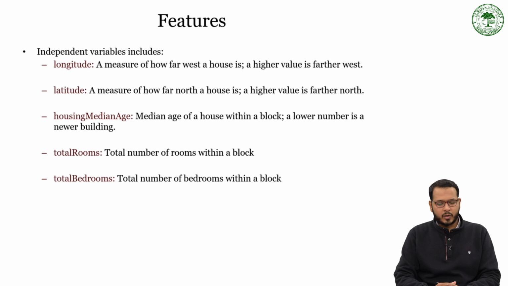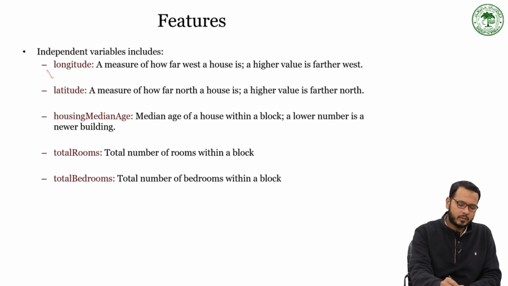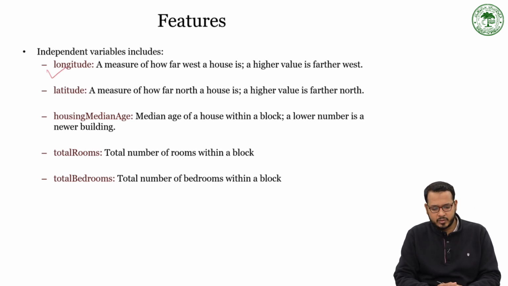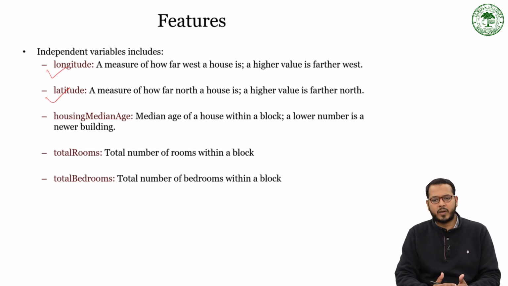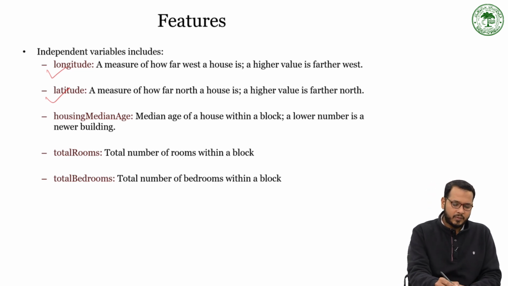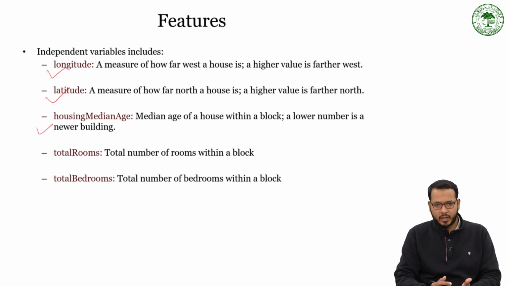So this is the description of the features. We have seen that in earlier videos also, but let's go through them once again. The first attribute or feature is the longitude value. It gives a measure of how far the specific house is from the west. The higher the value, the farther it is from the west. Similarly, we also have the latitude value, which gives us a measure of how far the house is from the north. We have the median age of the house, which tells us how new or old the building is.